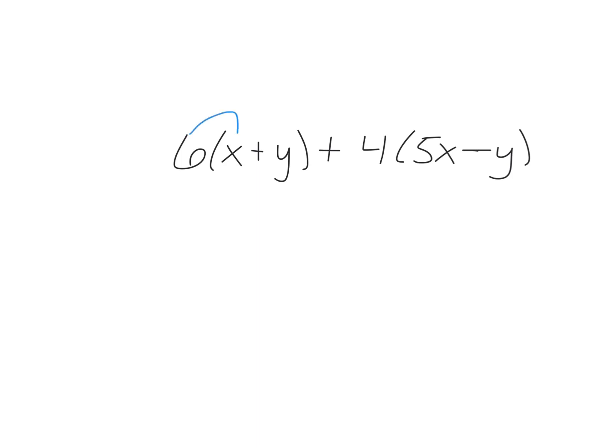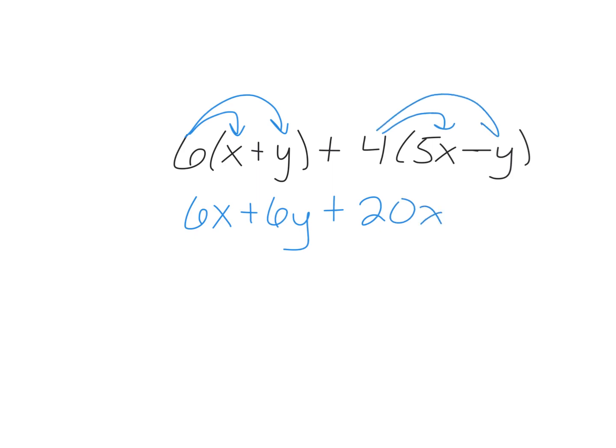Distribute. So we have 6 times x, 6x. Then we have 6 times y, 6y. Plus, and then we have 4 times 5x, 20x. And then we have 4 times negative y, negative 4y. There you go, negative 4y. Okay, now are we done?